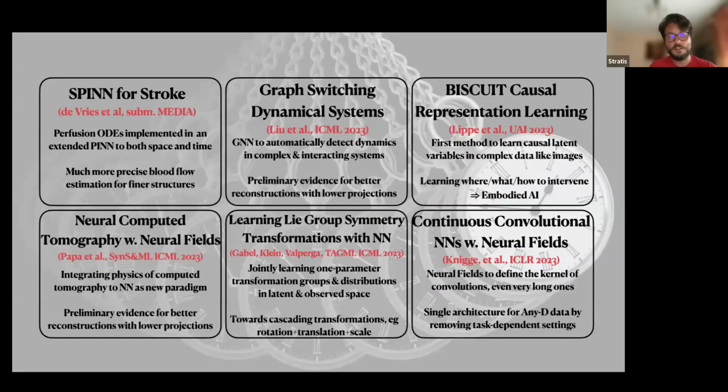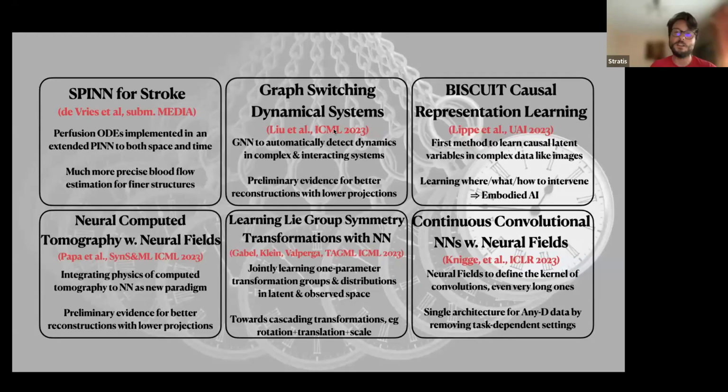Now, other than that, a sample of related recent works to this talk. With Lucas, we extend physics-informed neural networks for brain stroke. We show that perfusion ODEs for blood flows, when implemented in a spatiotemporal way, have a really important benefit. We can actually match or outperform commercial software like from Siemens, and get much more precise blood flow estimation for finer structures, which is very important for brain strokes, like small brain strokes that are not detectable normally.